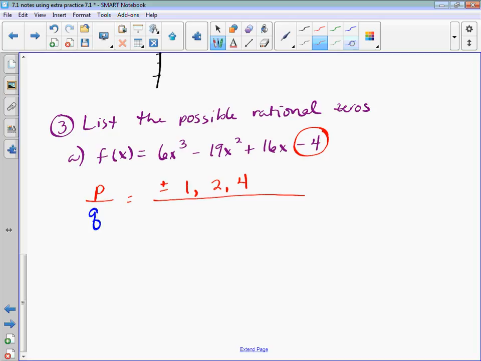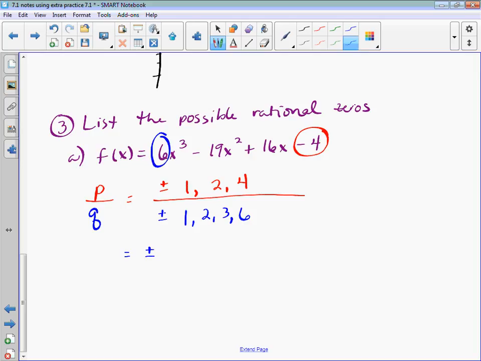So then it's over your leading coefficient. My leading coefficient here is a 6. So again, plus or minus, how can I get 6? 1 and 6. So I'm going to list 1, 2, 3, 6. Okay with that? Then your actual answer is making the fractions out of these. I'm fine with plus or minus out in front for the whole thing, and then just create your fractions.